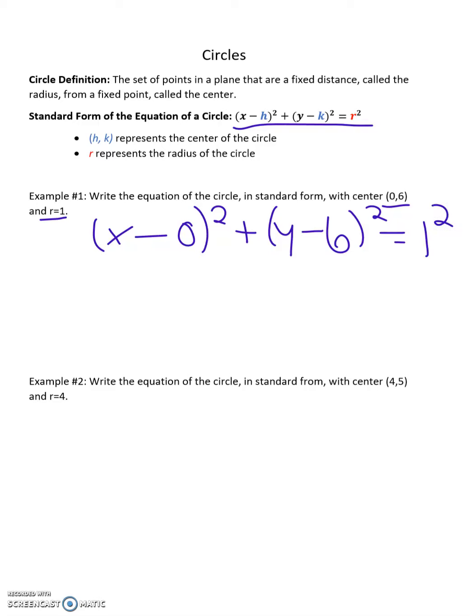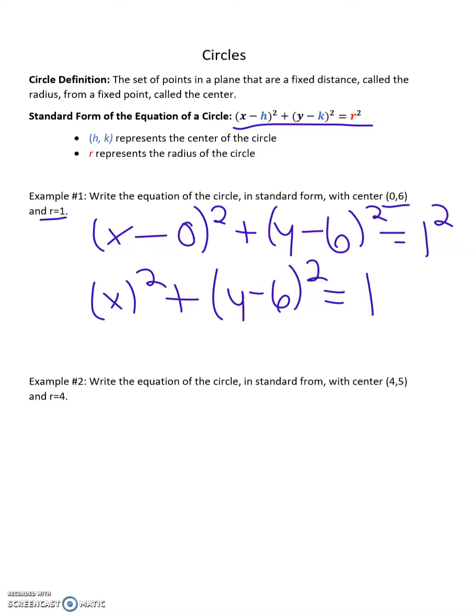Now that we have that, we're just going to simplify. x minus 0 is x, so that's just x^2 plus (y - 6)^2. We can't simplify that anymore, so we just leave it. And then 1 squared is 1.